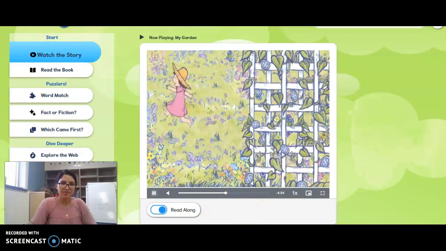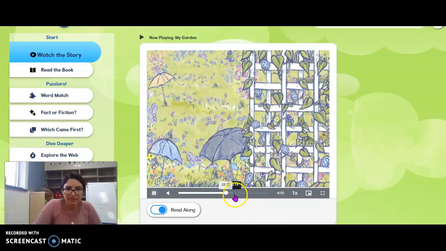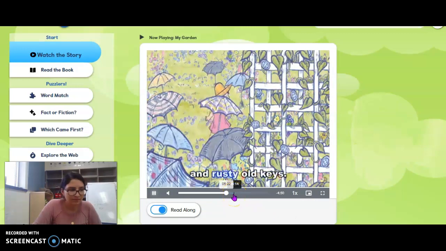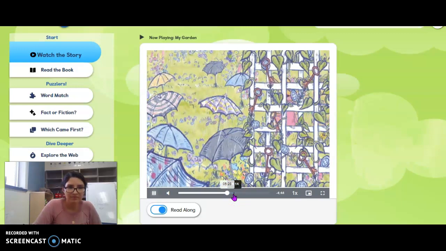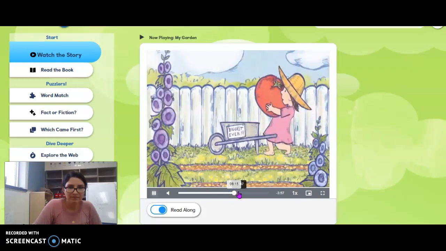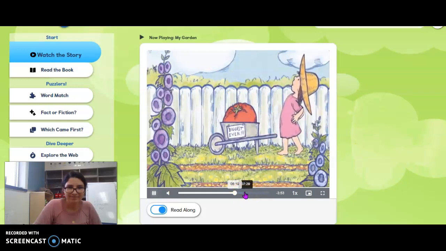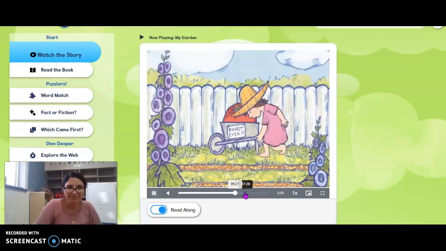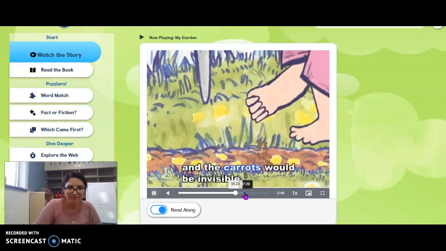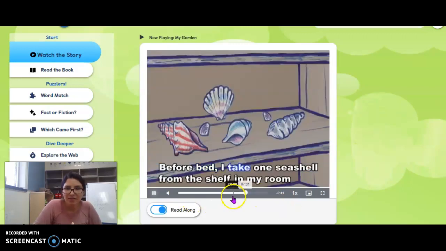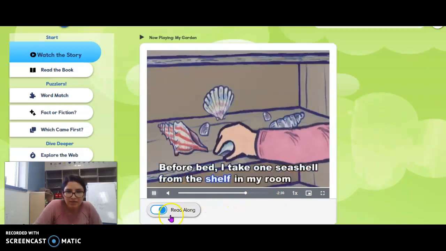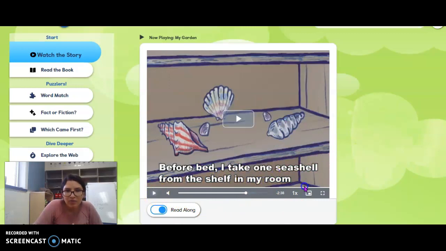Buttons. And umbrellas. And rusty old keys. And the carrot bed. Here we go. I take one seashell from the shelf in my room.